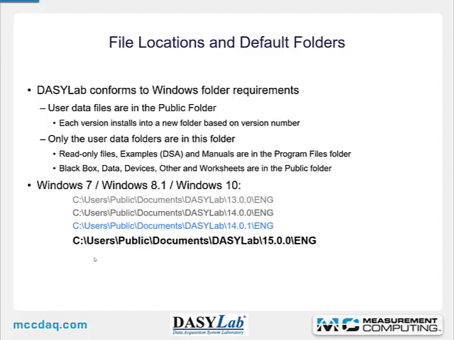In this release, read-only files, which include the examples and manuals, are in the program files folder. The black box, data, devices, other worksheets, and data are in the public folder. And this just shows you the progression of the public folder name from DASYLab 13 to DASYLab 2016, DASYLab 2016 Service Pack 1, and then DASYLab 2020 is going to store in the DASYLab 15 folder because that's the actual version.